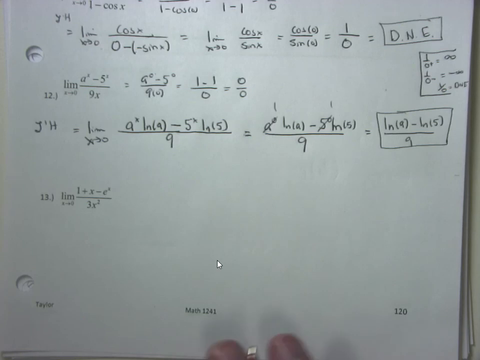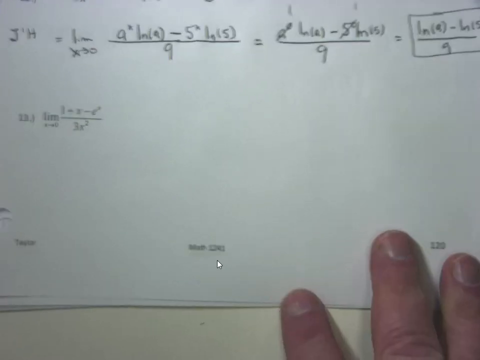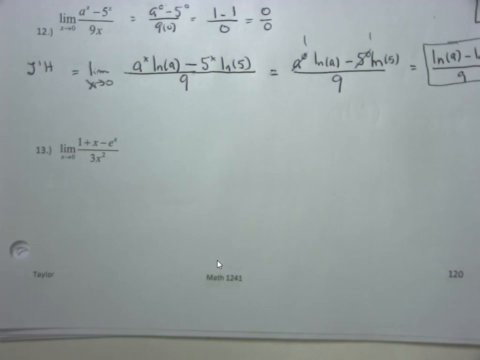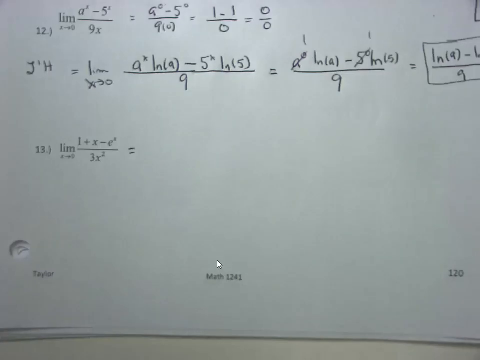All right, take a look at this next guy. Take the limit as x approaches 0 of 1 plus x minus e to the x divided by 3x squared. First rule of limits, what are you going to do? Plug it in. Check it out first. Make sure it's a L'Hopital rule before you actually apply the L'Hopital rule principle. Otherwise, if you apply it on something that's not a L'Hopital case, it's just all wrong.